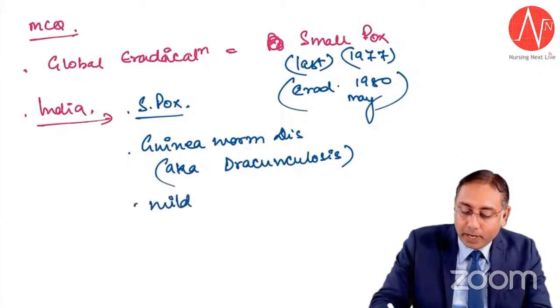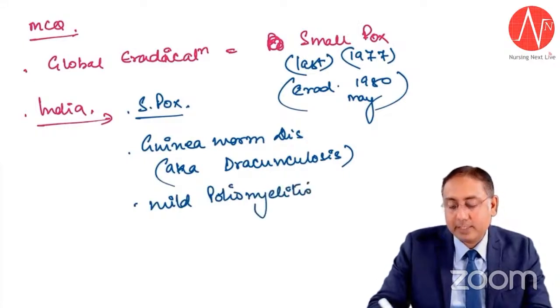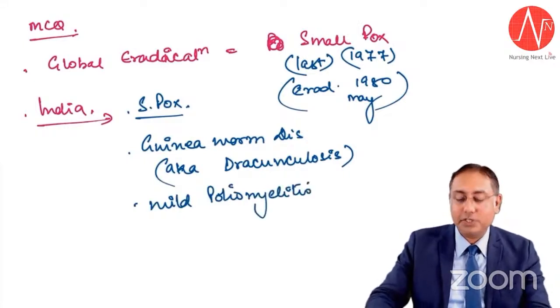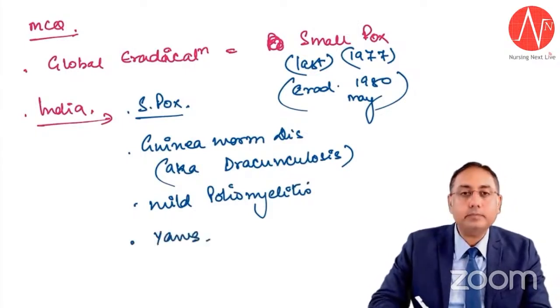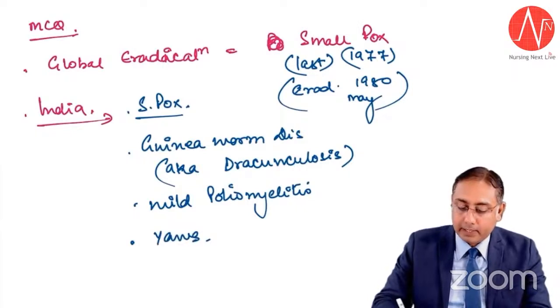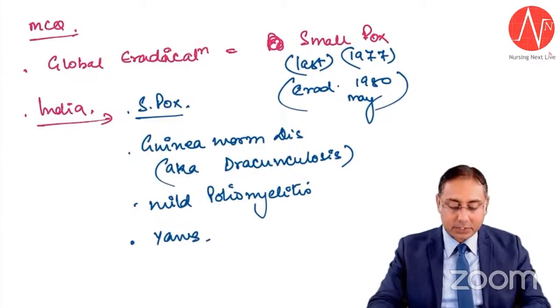Also, we are proud to say that wild poliomyelitis has achieved a regional eradication in India. Then we are also proud to say yaws is not there, and these are the diseases which have had a country level eradication in India.